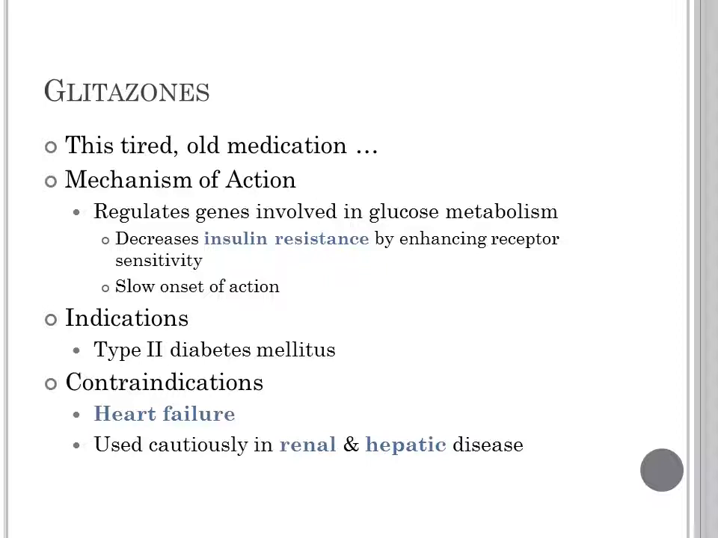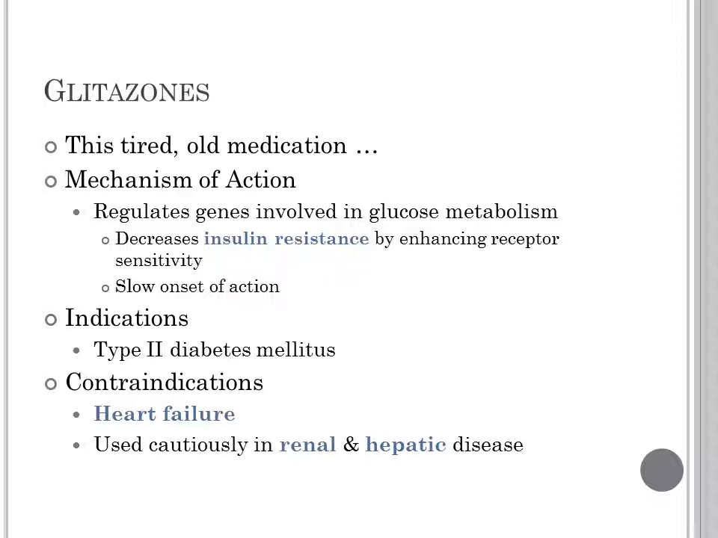This is really kind of the slow cousin of the oral anti-diabetic drugs. Regardless of my personal opinion, though, how it works is it regulates the genes involved in glucose and lipid metabolism. And it does this by decreasing insulin resistance by enhancing the receptor sensitivity. Because it's working on the genes, it's not a very quick-acting drug. So it's got a very slow onset of action, which makes it not the most ideal drug. We just have better ones out there to control blood sugars. But because it's slow, it doesn't have the high risk of hypoglycemia, although it certainly can cause it. It's just not as likely.